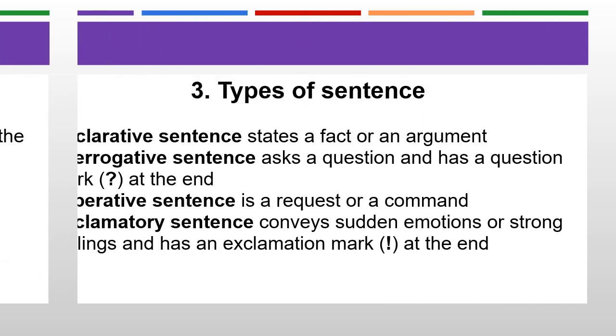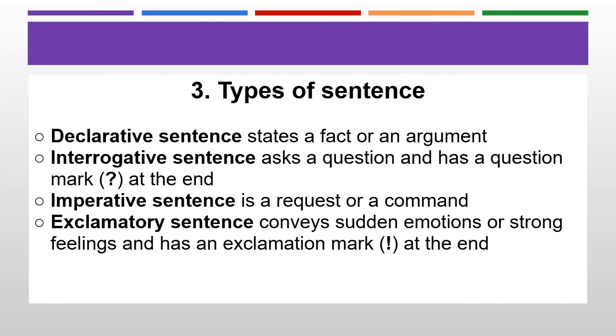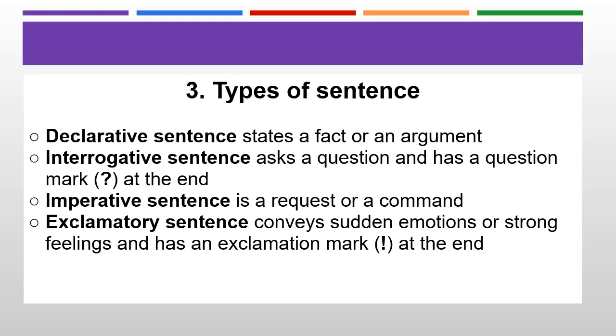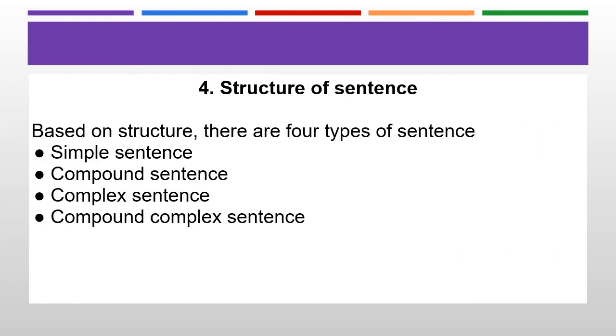On the basis of the nature of the statement, a sentence is divided into four types. A declarative sentence only states a fact or an argument, but the interrogative sentence asks a question and has a question mark at the end of the sentence. And if a sentence makes a polite request or command, it's the imperative sentence. However, if a sentence conveys certain emotions or strong feelings, it is an exclamatory sentence and it usually ends with an exclamation mark. Now the final and the most important part of this video, how to structure a sentence.